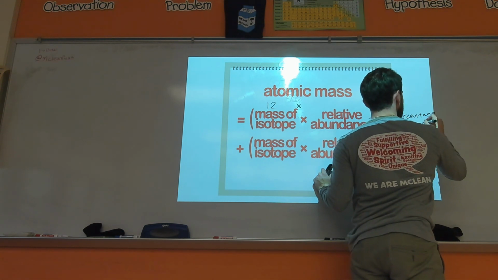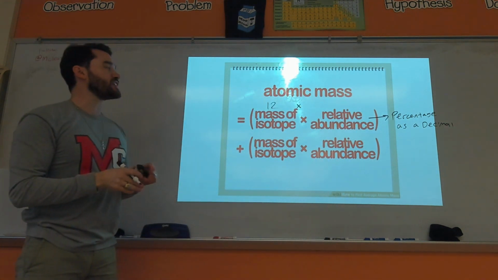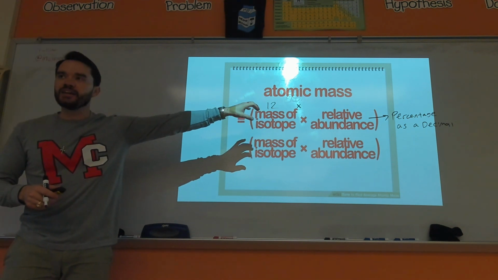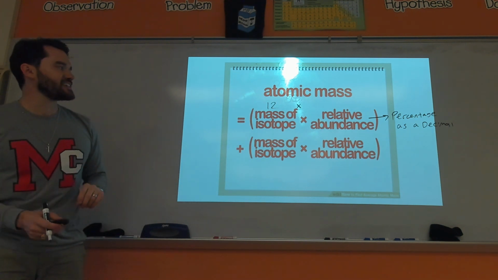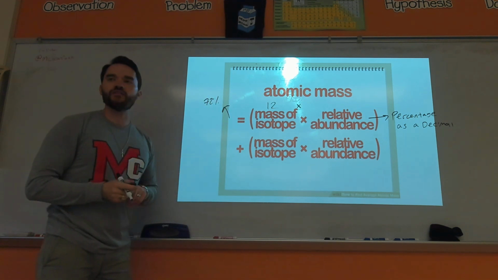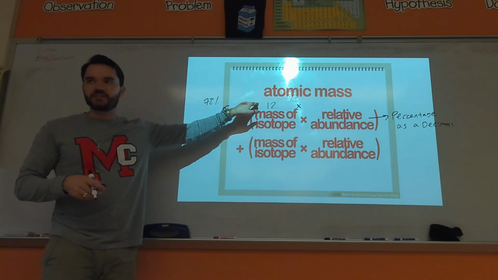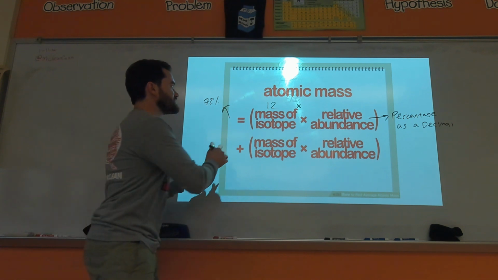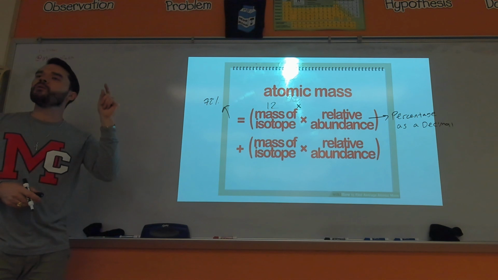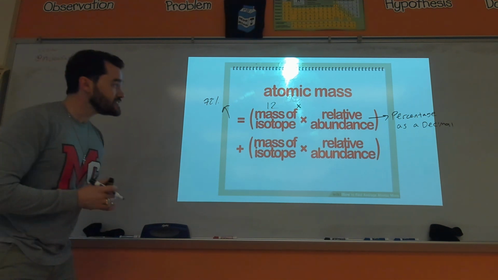Now, when they say relative abundance, what they're saying is the percentage as a decimal. We'll run through a few problems: they'll give you a mass number, and then they'll say this is the relative abundance of that mass number. So they might say 72% of the carbon atoms have a mass of 12. So you do 12 times the percentage, 72%, as a decimal. What would 72% as a decimal be? 0.72.